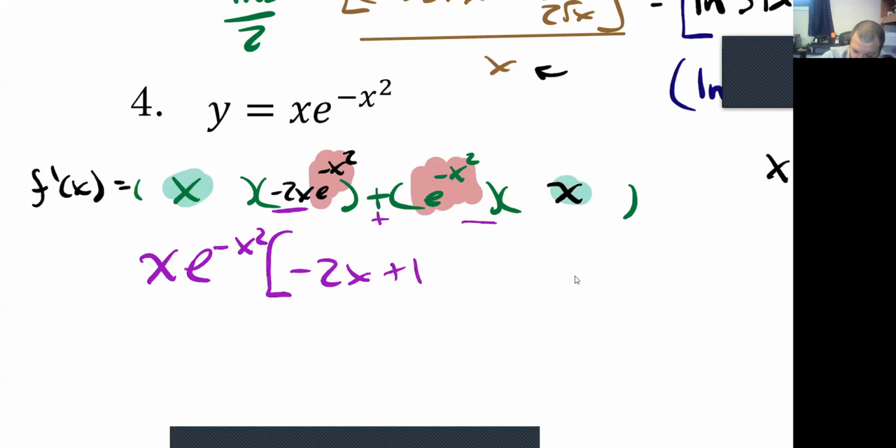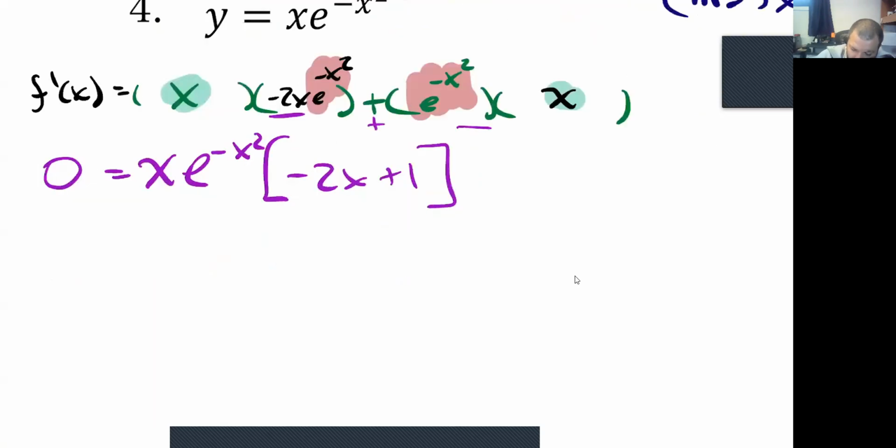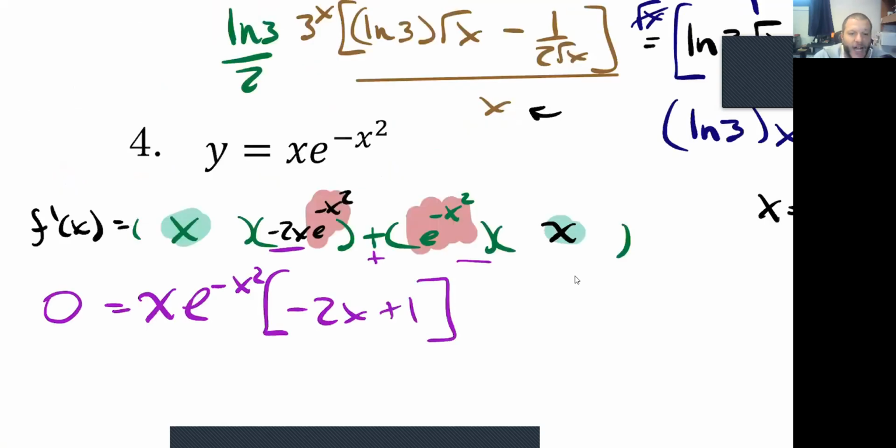All right, so when is this thing equal to 0? Well, it's going to be equal to, oh, so my bad. Let me check the domain. The domain is all real numbers, right? So x can be any real number, e to the negative x squared can be any real number, so the domain of this function is all real numbers.